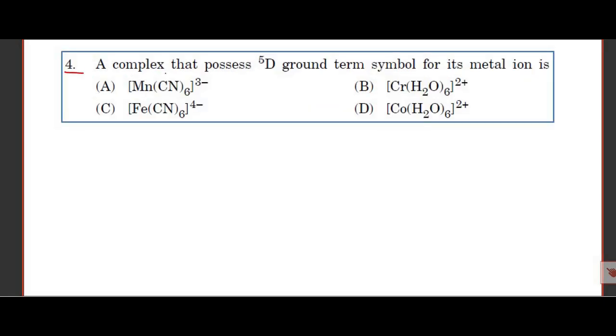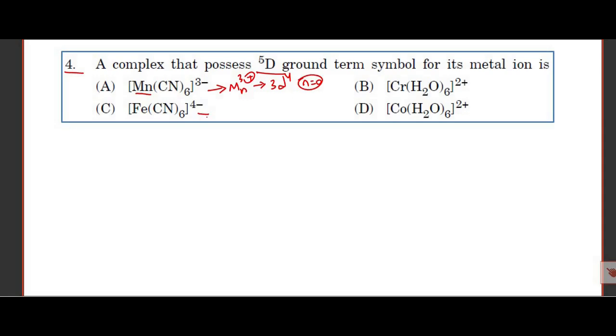Question number 4. A complex that possesses a 5D ground state term symbol for the metal ion. Here, let us take this metal ion Mn3+. Where the unpaired electrons for Mn3+, due to the strong ligand, is 3d4, all electrons are paired and n equal to 0. There is no unpaired electron.